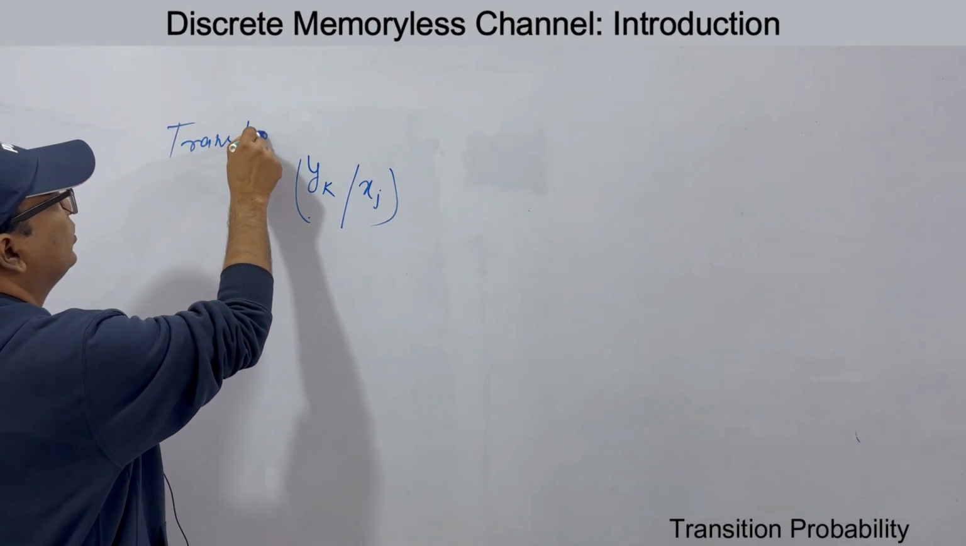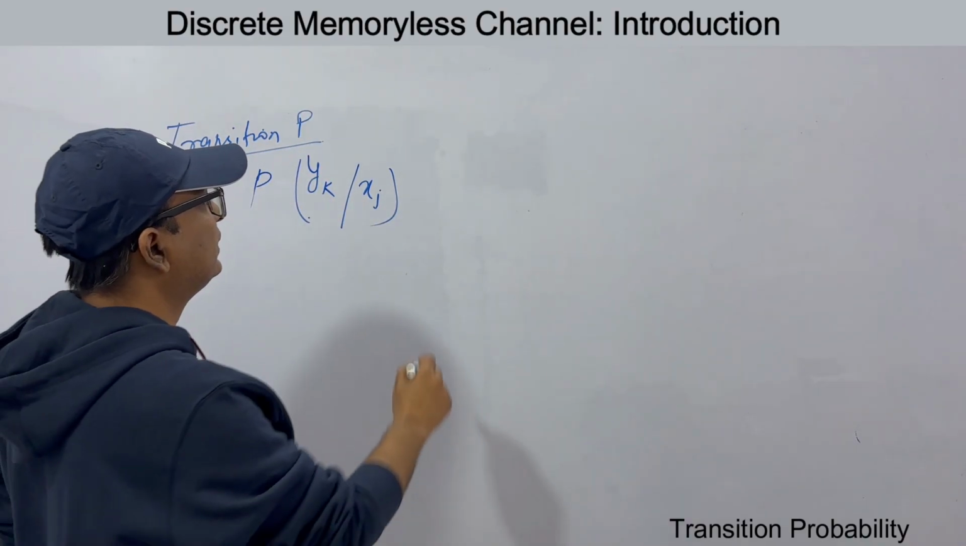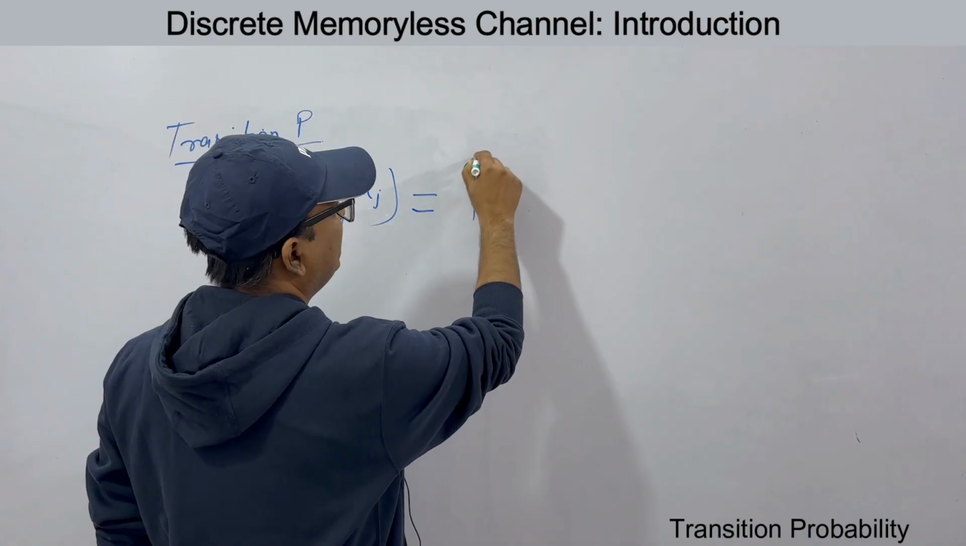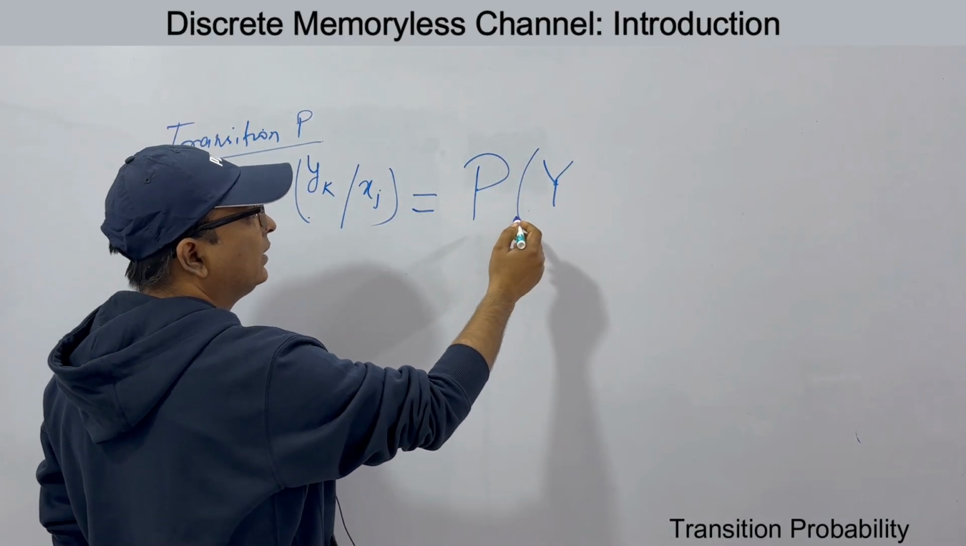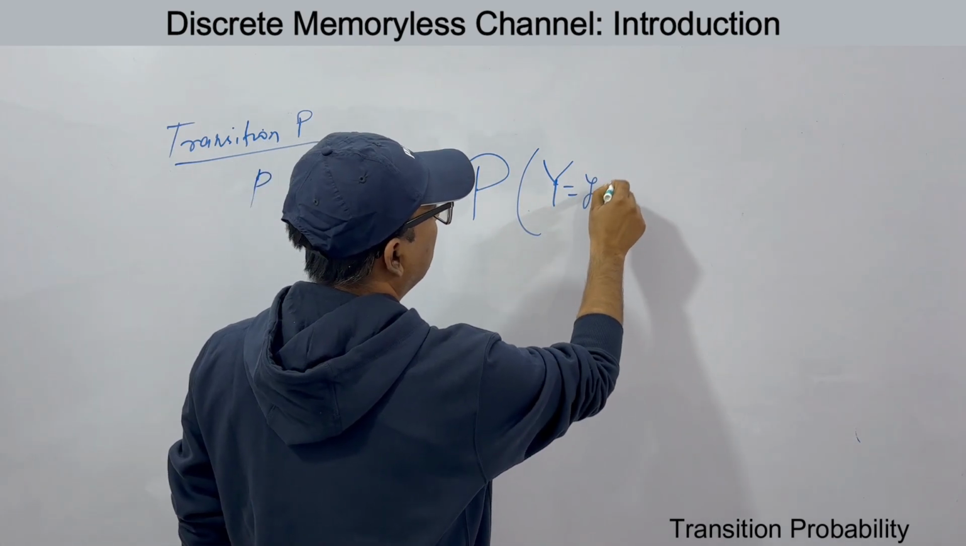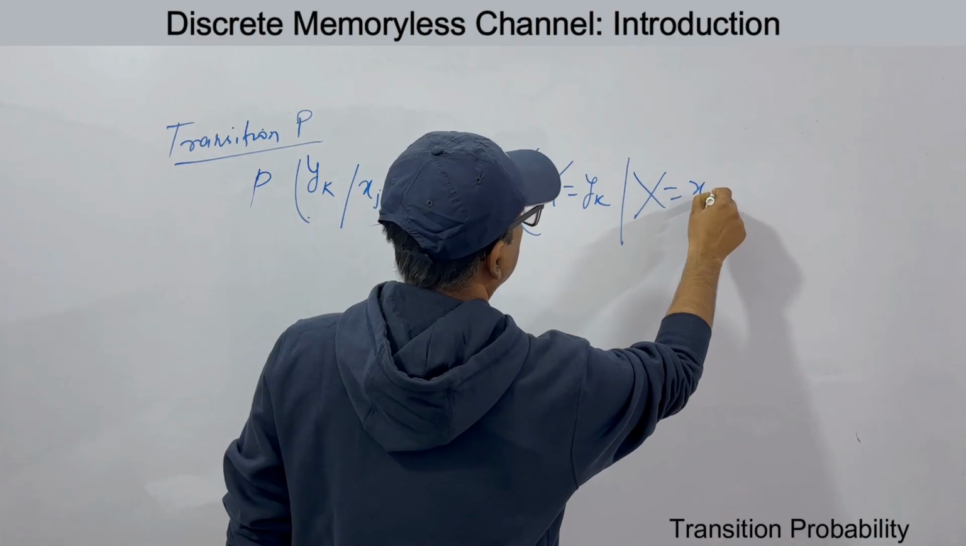Transition probability. Okay. So this is given as this. It is expressed as P(Y = y_k | X = x_j), where this is the alphabet of the channel y_k, and this is the X alphabet x_j.